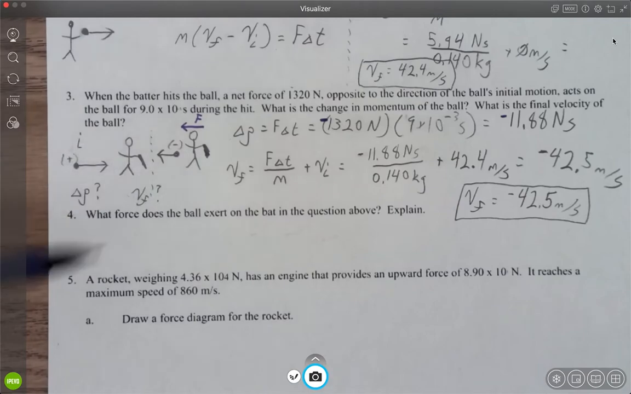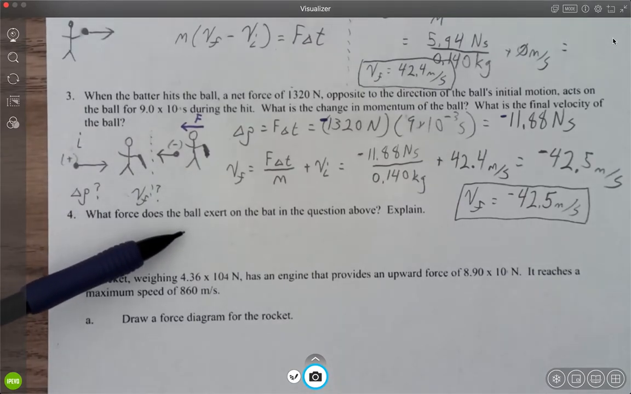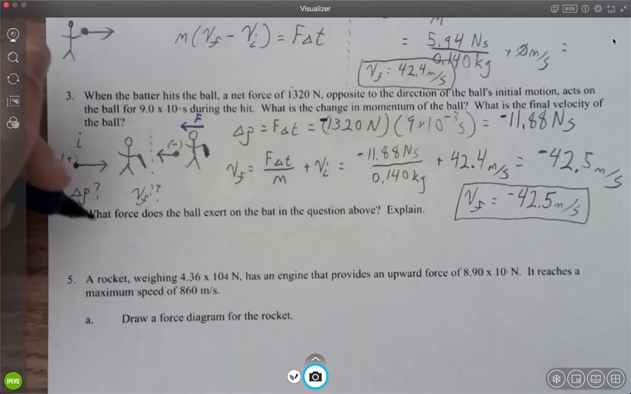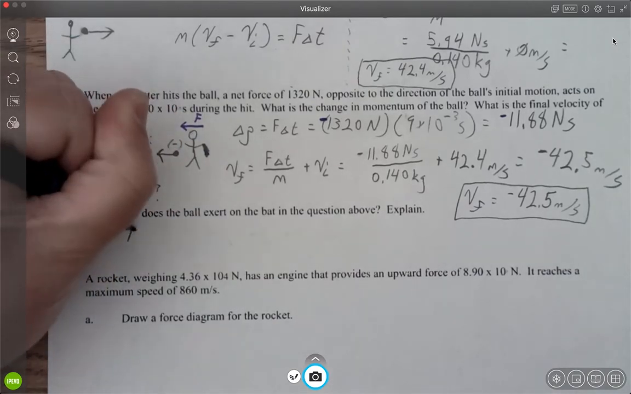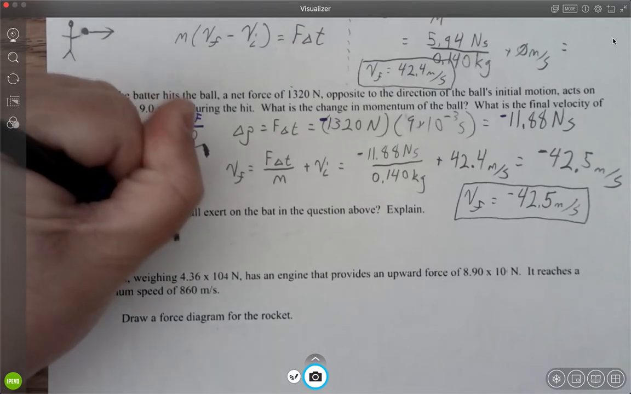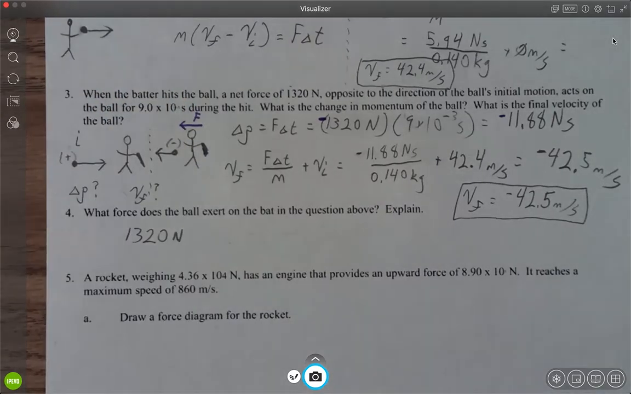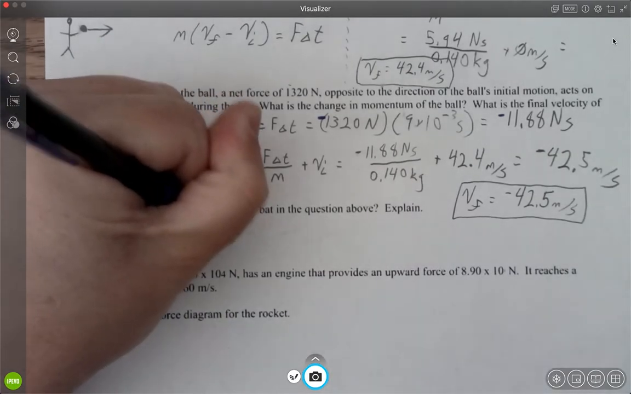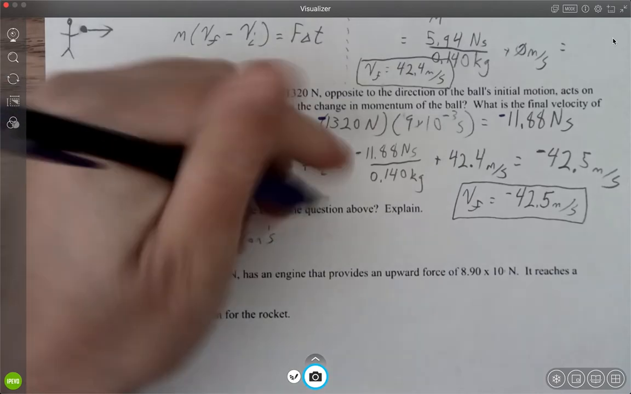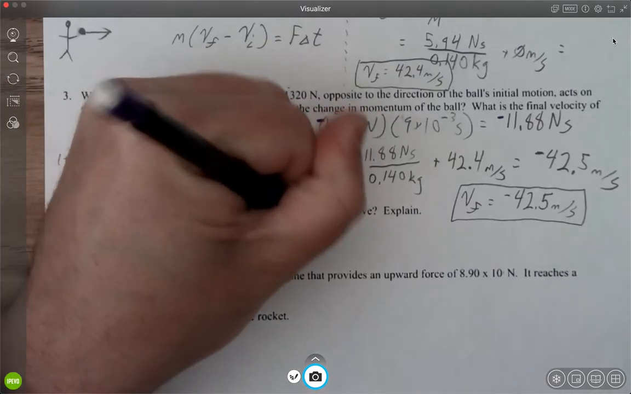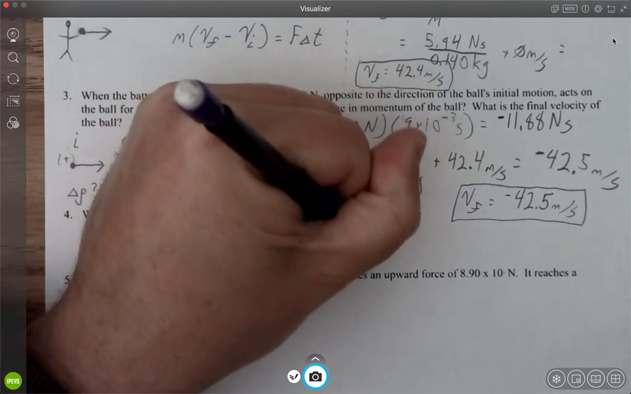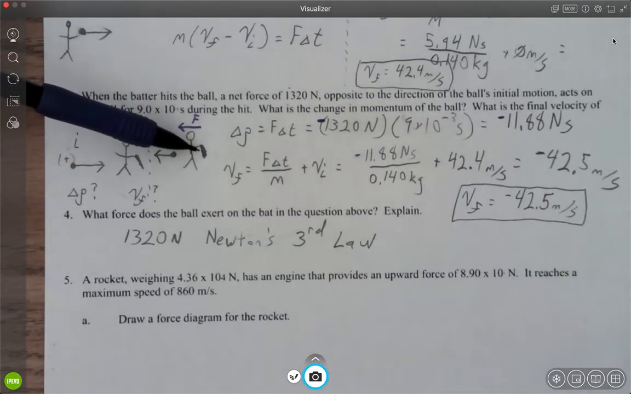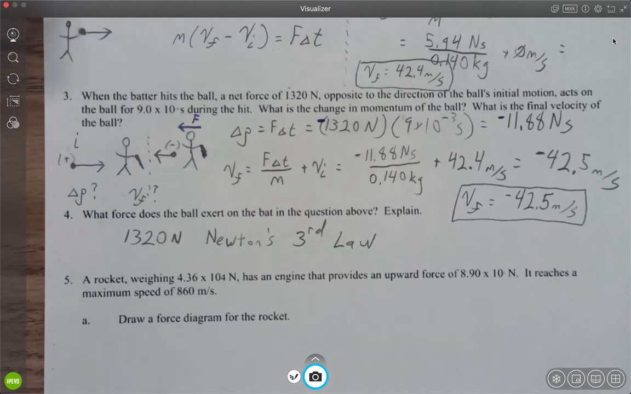The baseball bat hit the ball with this 1320 newtons of force. So now we're being asked this question, well, how much force did the ball exert on the bat? Well, we know that if there was a negative 1320 for the bat on the ball, then there's 1320 newtons of force onto the bat. And we know this simply by Newton's third law. For every action, there's an equal and opposite reaction. So the baseball hits the bat equally as the bat hits the baseball, in the opposite direction.